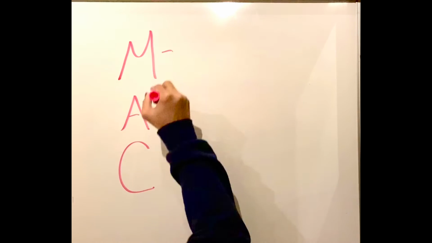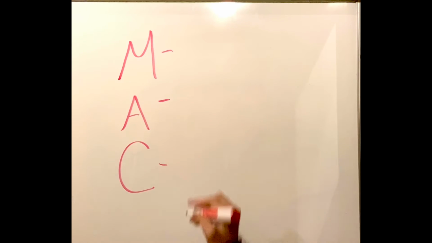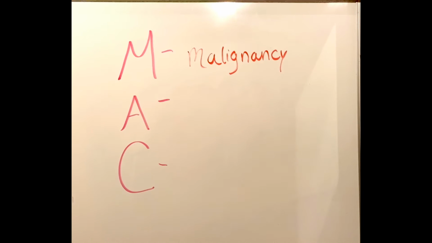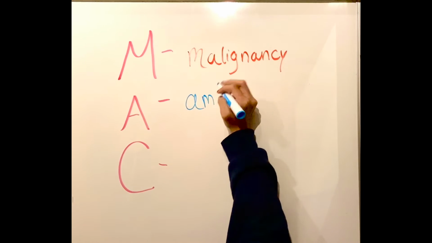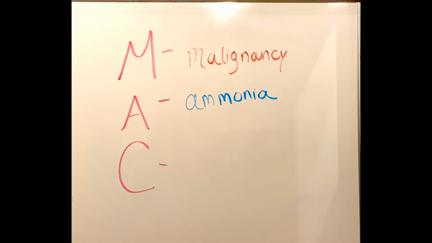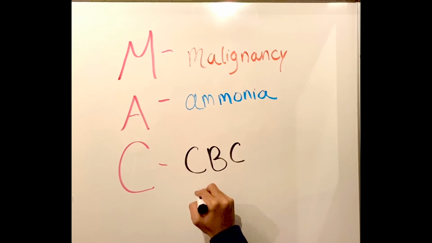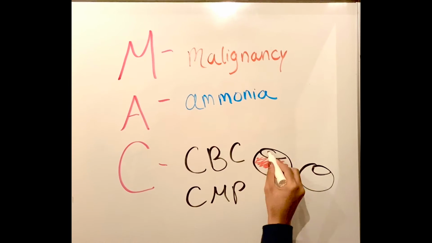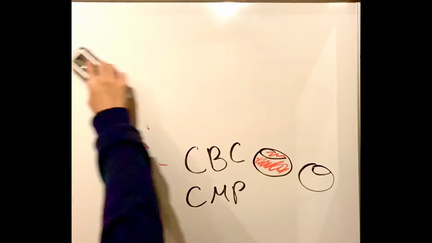The M stands for malignancy. The A stands for ammonia, which could be hepatic encephalopathy, which is a decline in brain function that occurs as a result of severe liver disease. The C stands for CBC or CMP, which is a complete blood count and comprehensive metabolic panel, so this could either be pneumonia, UTI, or infections.